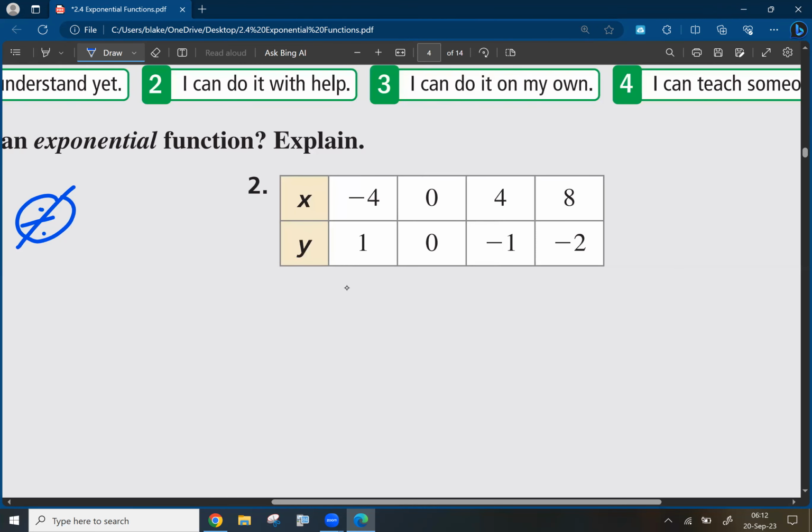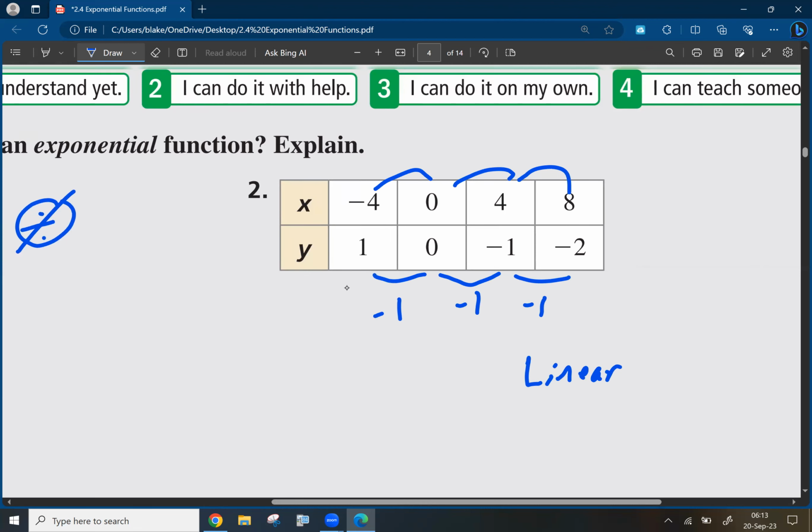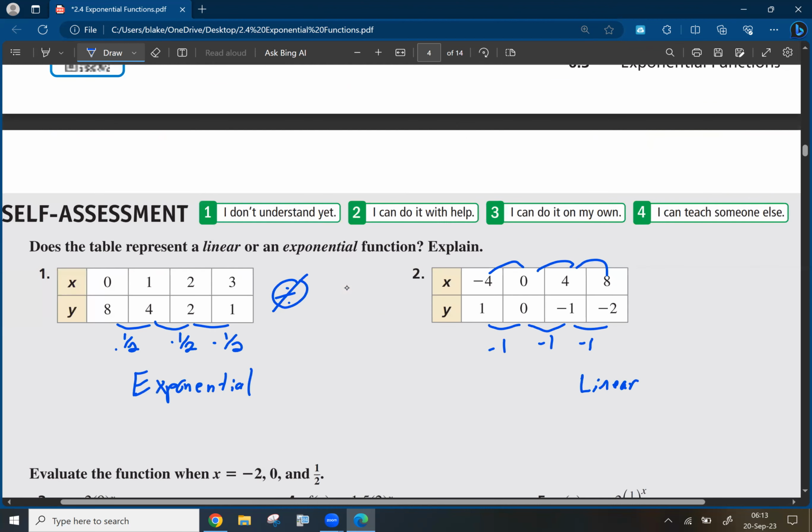And then number 2, this table, look at the y's. The x's are going up by a different amount, but they're constant as well. You're adding 4 every time with the x's. So a constant x is a good thing to notice. But the y's are telling a bigger story here. 1 to 0, 0 to negative 1, negative 1 to negative 2. This is all subtracting 1 every time. So since you're subtracting by the same amount every time, this would be linear.